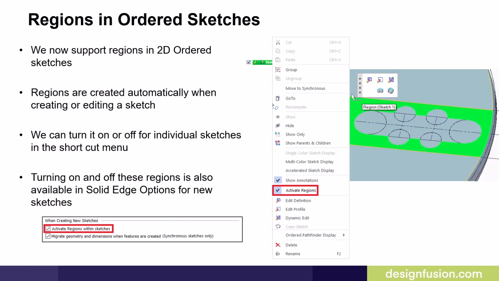Solid Edge 2023 now supports regions in 2D ordered sketches. An option has been added to the Solid Edge Options dialog, and if this option is turned on, regions are created automatically when creating or editing a sketch. An Activate Regions command has been added to the shortcut menu, giving the user the ability to turn this on or off for individual sketches.